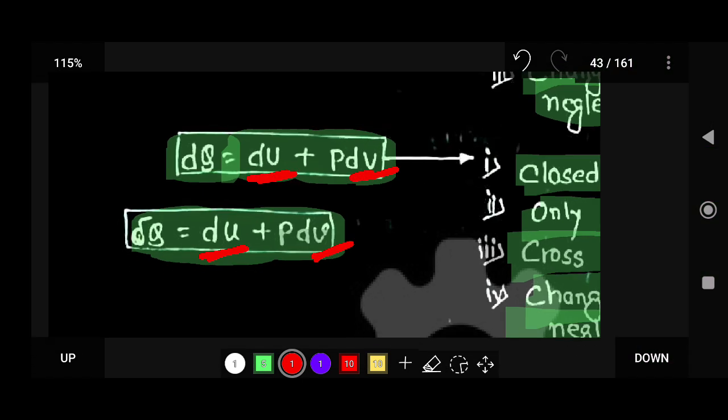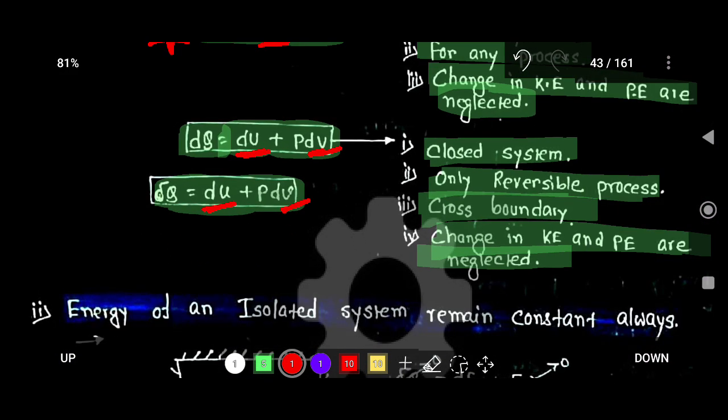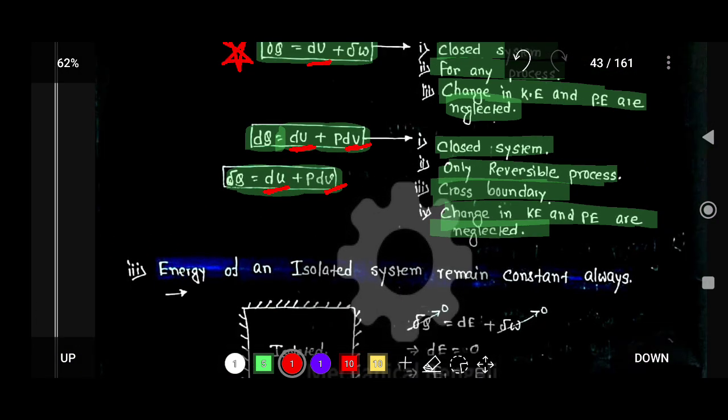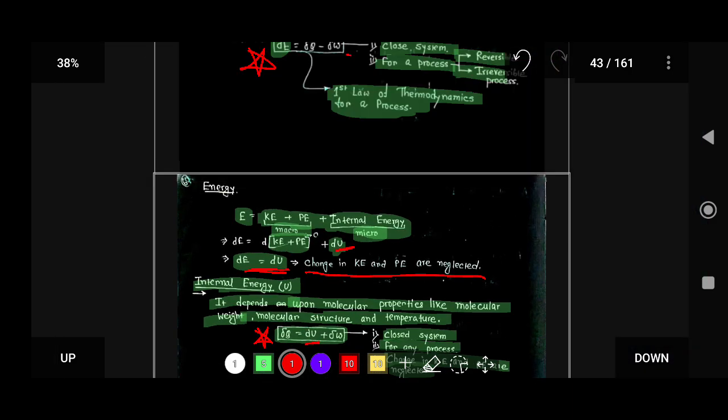Here u is the specific internal energy and v is the specific volume. So this is all about the energy being a property.